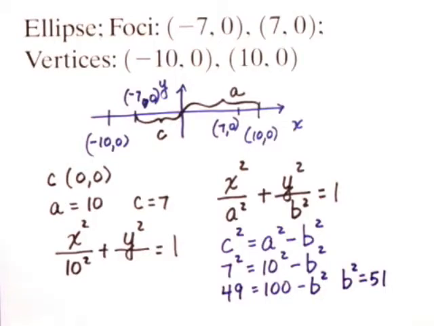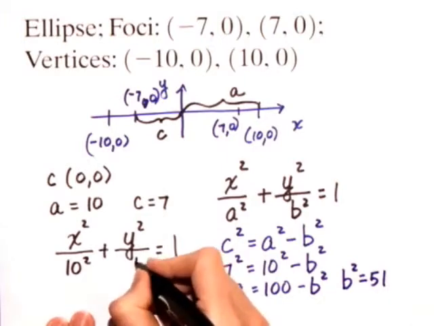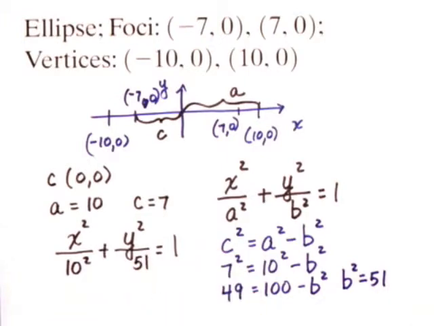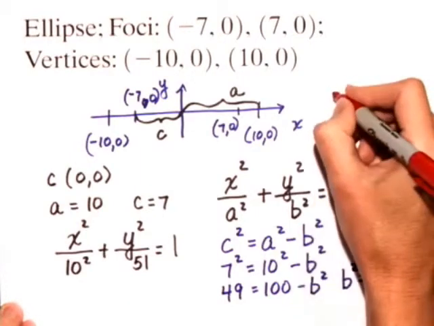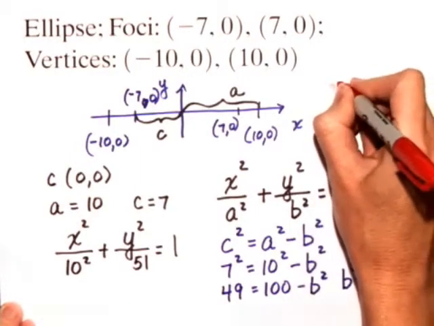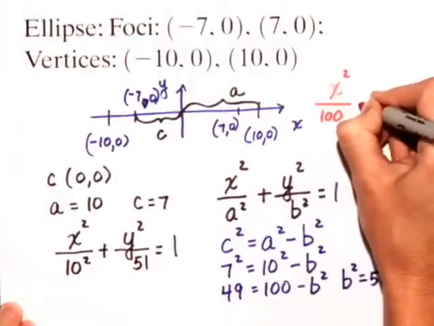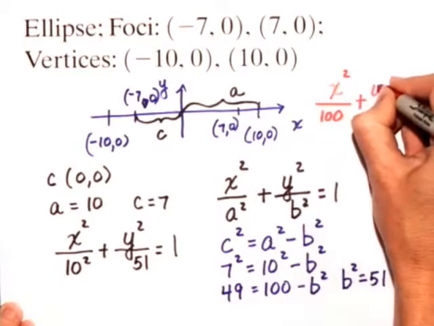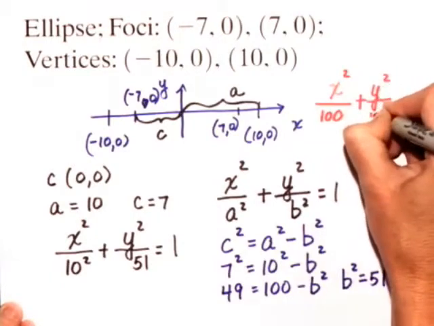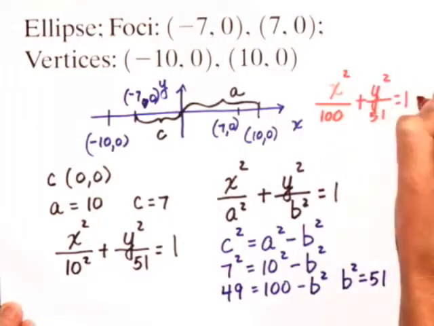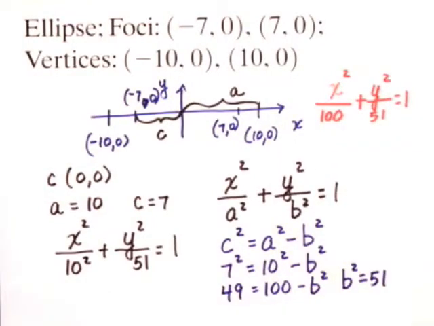So now we can put b squared, which is 51, right where it goes in the formula. And instead of writing it as 10 squared, I can write it as 100. So I'm going to take what I've written right down here in black, and I'll write the final answer up here in red. I'll have x squared over 10 squared, which is 100, plus y squared over 51 is equal to 1. That's the standard form of this ellipse.